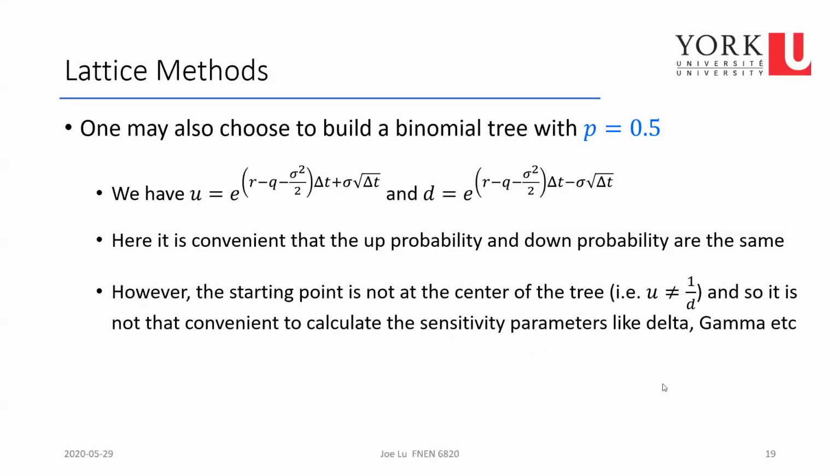So in those cases, you may have to shrink the time steps in order to get good sensitivity parameters like delta, gamma, and so on. But in this case, the advantage is that the probabilities are all symmetric. So the probability of going to the uppermost node is the same as the probability of going to the lowermost node.